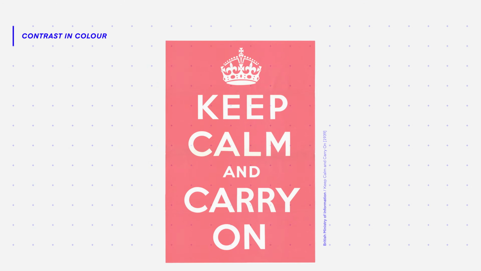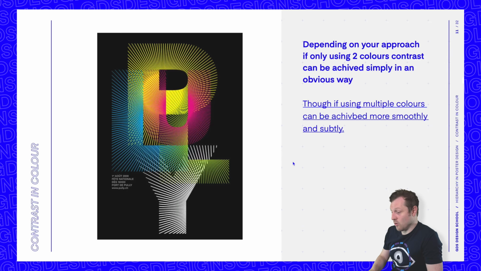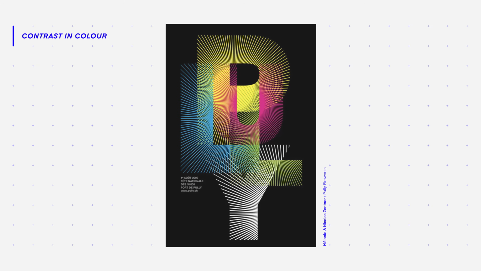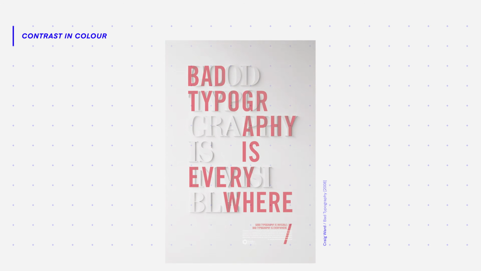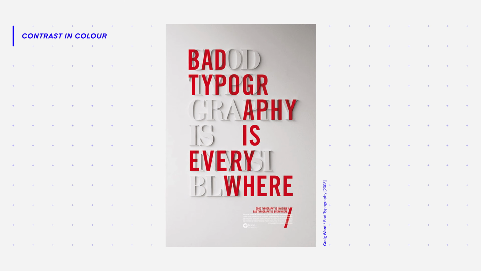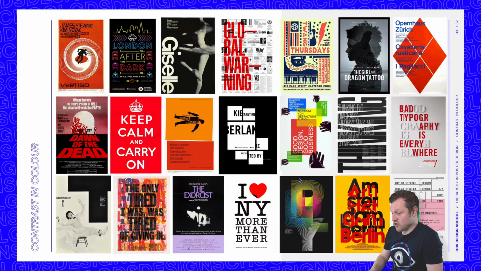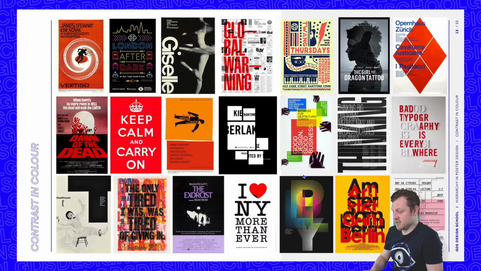Depending on your approach, if only using two colors, contrast can be achieved simply in an obvious and clear way, though if using multiple colors can be achieved in a more smooth and subtle way. In some posters, contrast of color is used to establish legibility and create impact, which can be used well to establish and suggest hierarchy. Here are some poster examples where we can see how contrast of color has been used to establish hierarchy in a variety of ways.